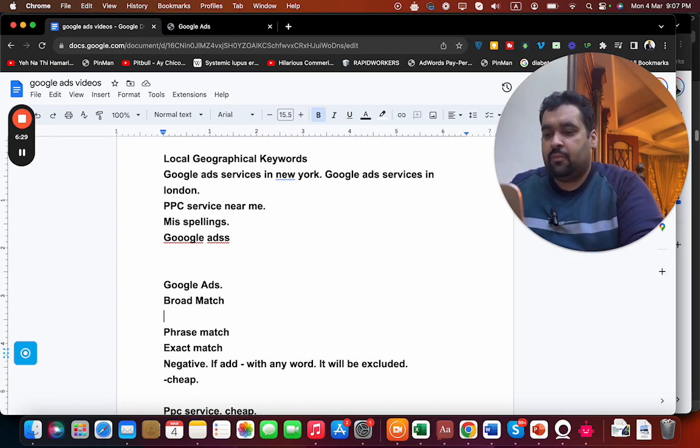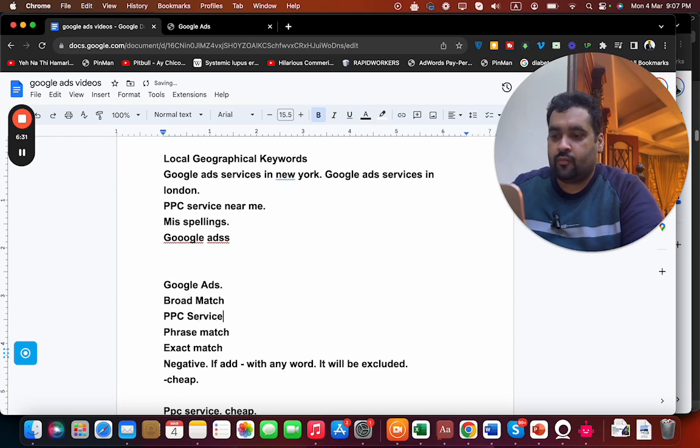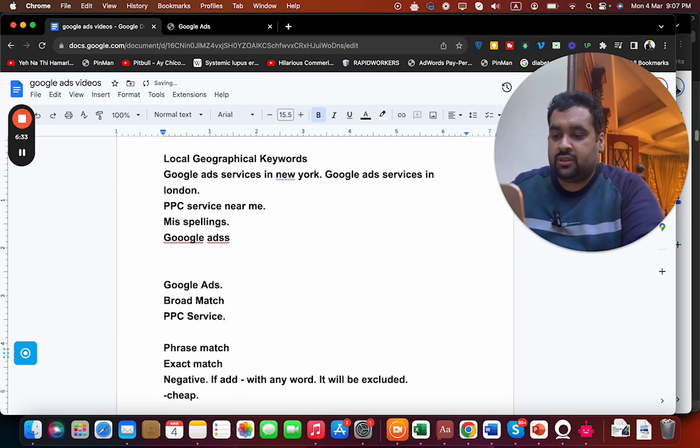For instance, if I am targeting PPC service, if someone searches the word PPC, my ad will appear. If someone searches PPC service, my ad will appear. And if someone searches both words PPC service combined, my ad will appear.